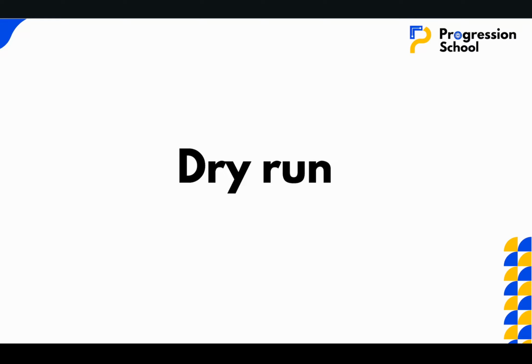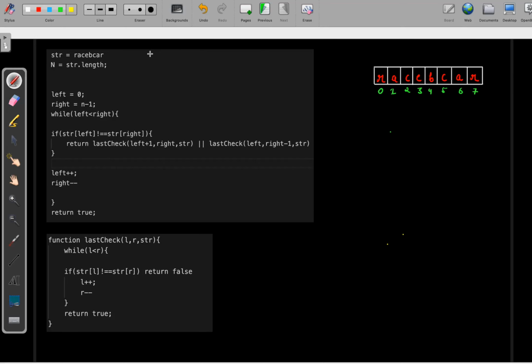In this video, we will see a dry run of the code. Now let's check out the dry run of the code that we have created. So here we have a string, we have an n. So let me quickly write that we have this as a string and we have an n.